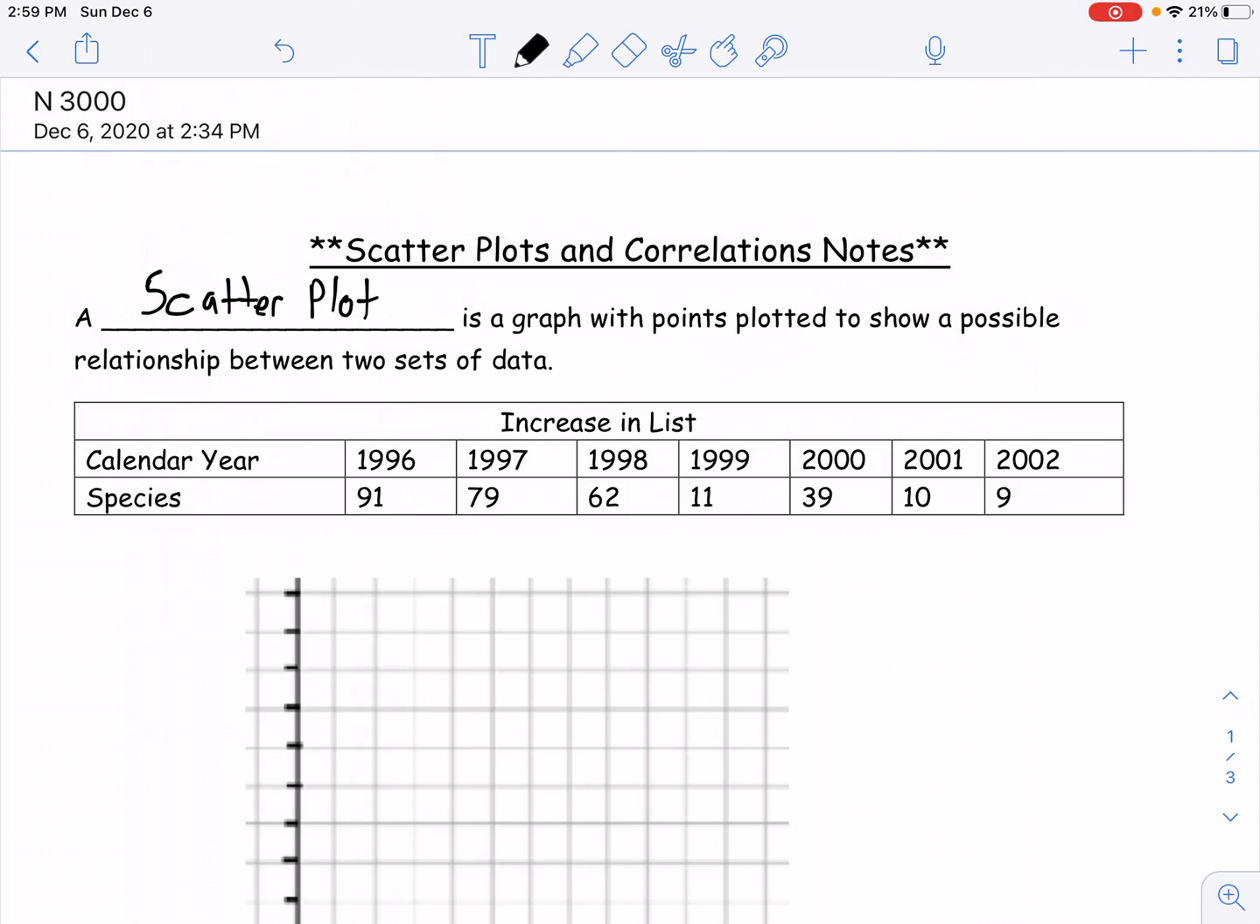Now, what we really are talking about here is we have something representing our x values, something representing our y values, and we're trying to see if there's some kind of a relationship between them. Does one go up as the other goes up? Does one go down as the other goes up? Is there no relationship between the two and we just have a bunch of points randomly plotted on our graph?